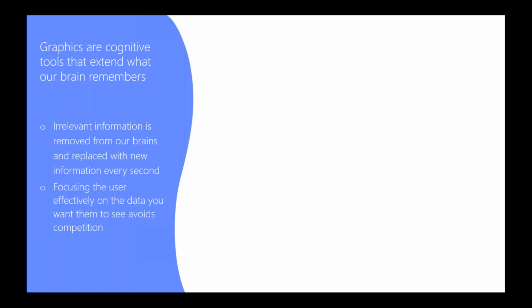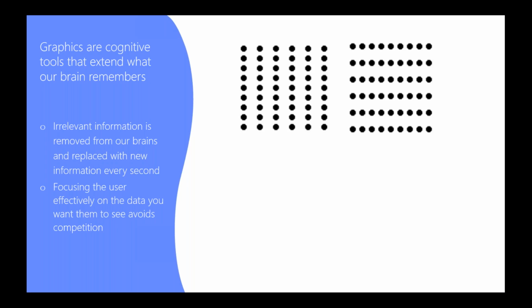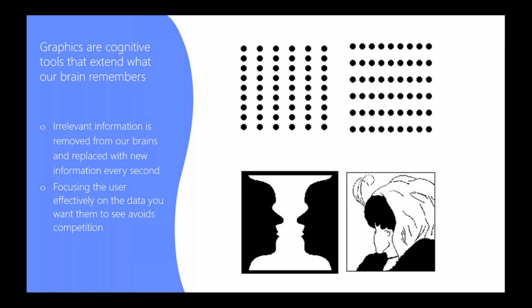So when we think about graphics, graphics are cognitive tools that extend what our brain remembers. This is one of my favorite visualizations that you've probably seen many times, but it's basically a bunch of dots in rows, or is it in columns? Based on how your brain works, you're seeing this as a bunch of rows or a bunch of columns, or vice versa. Same with the two images below it.